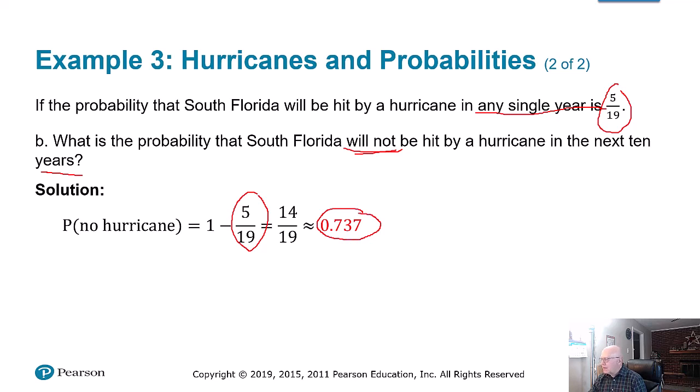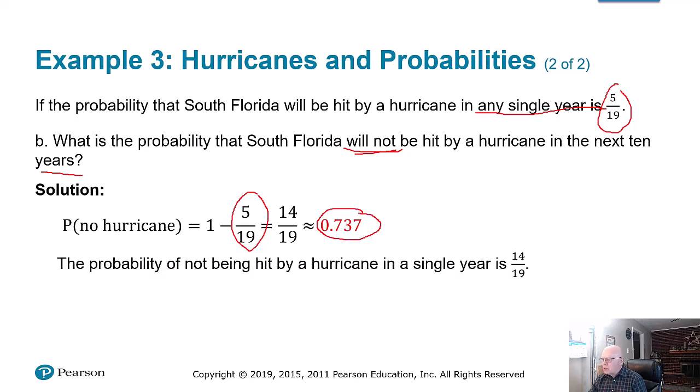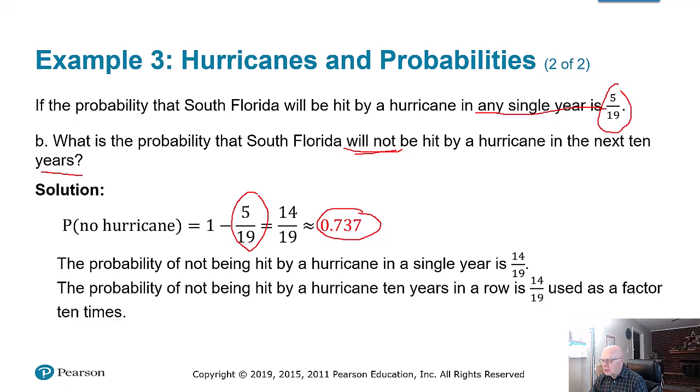Decimal if you like. So the probability of not being hit by a hurricane is 14 over 19. 10 years in a row. In other words, you've got 10 years without hurricanes. What's the chance of that? Well, we'll use this 10 times. Only about 5% chance of going 10 years straight with no hurricane.